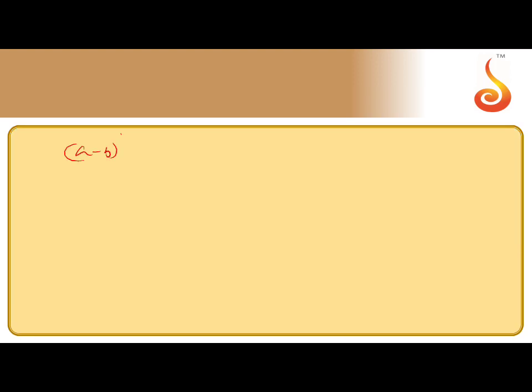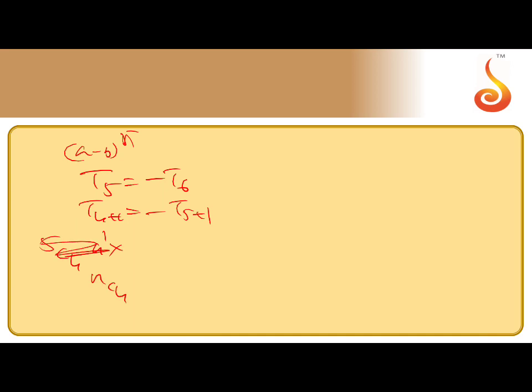The expansion is (a - b)^n. So they have given T5 = -T6. T5 means T(4+1) equals minus of T(5+1). Sorry, I will check once. The power is n, this is n. So I will write once again: nC4 a^(n-4) (-b)^4 equals, on the right side, minus of nC5 a^(n-5) (-b)^5. So this is the value.